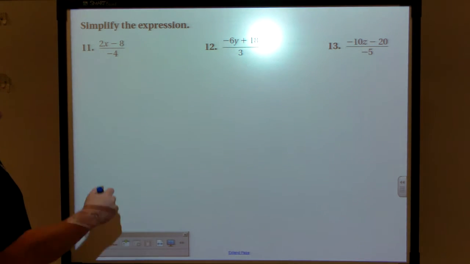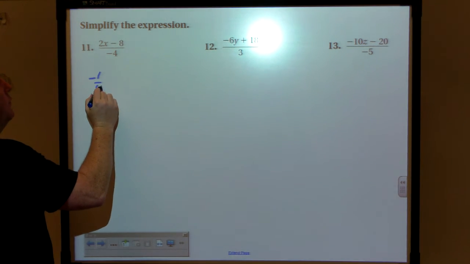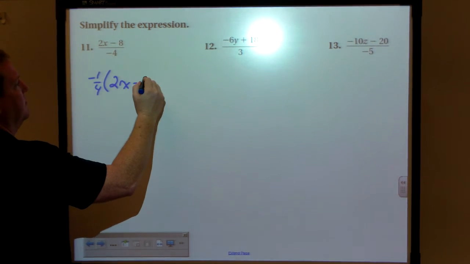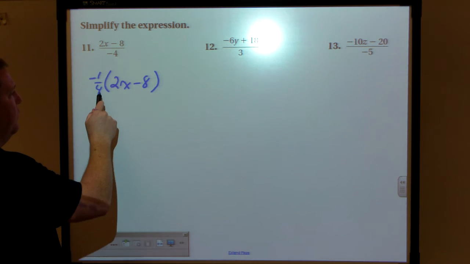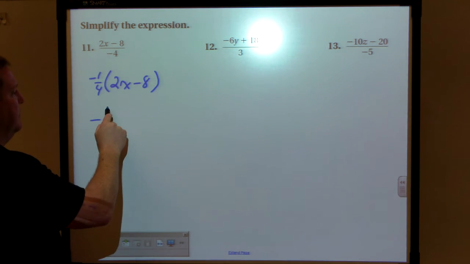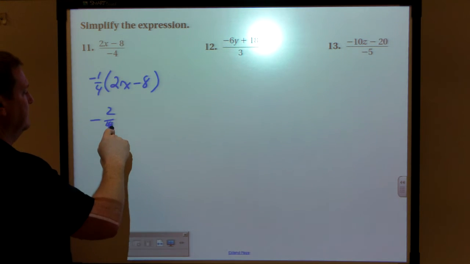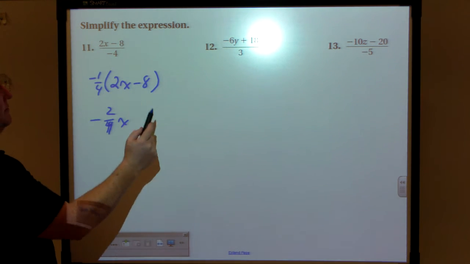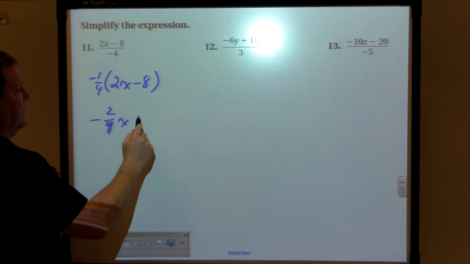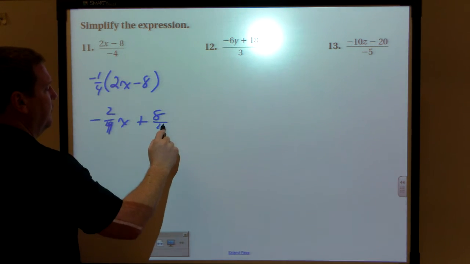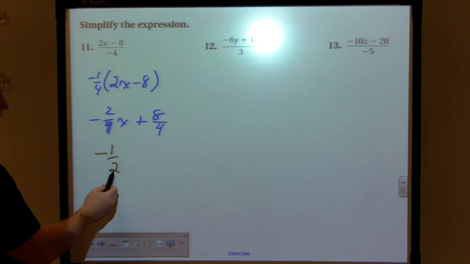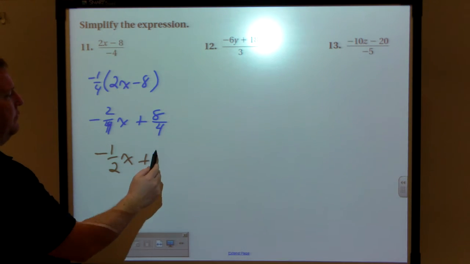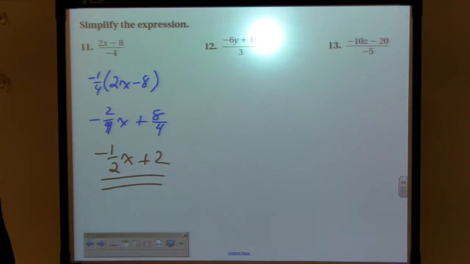Okay, we're going to try a couple others here. This is going to be -1/4 times 2x minus 8. And then we're going to distribute our -1/4. So -1/4 times 2 is going to give us -2/4 x. -1/4 times -8 is going to give us positive 8/4. And we can simplify. 2/4 becomes 1/2. Don't forget our x. And 8/4 becomes 2. And that would be our simplified expression.